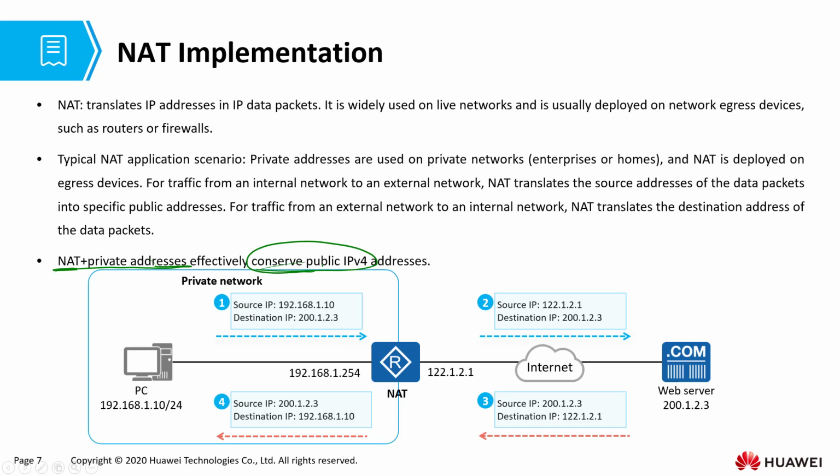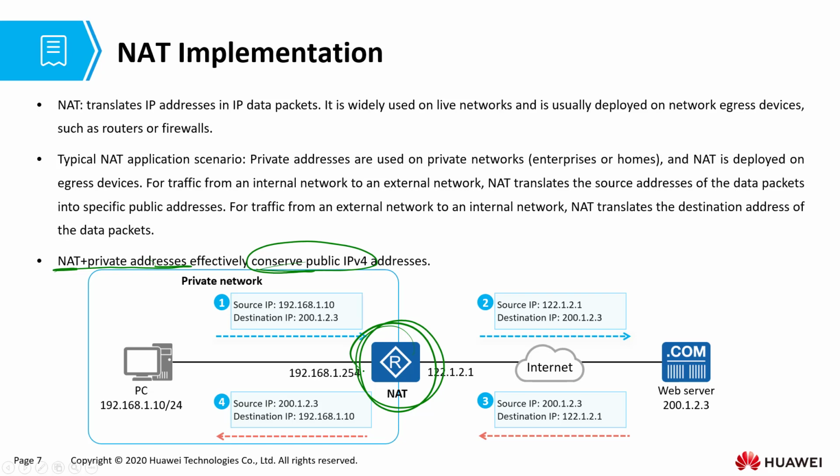So if a host that uses a private IP address needs to access the internet, NAT must be configured on the network egress device, in this case, this NAT device here, which is a router, to translate the private source address in the IP data packet header into a public source address. So generally, that is what NAT does. We are going to talk about the different implementations of NAT depending on the scenarios.